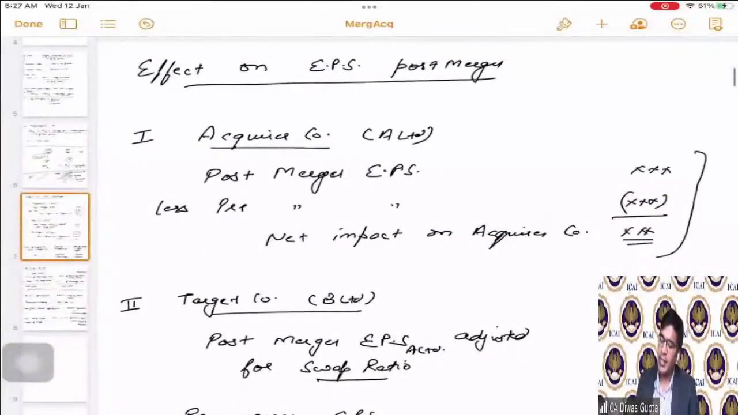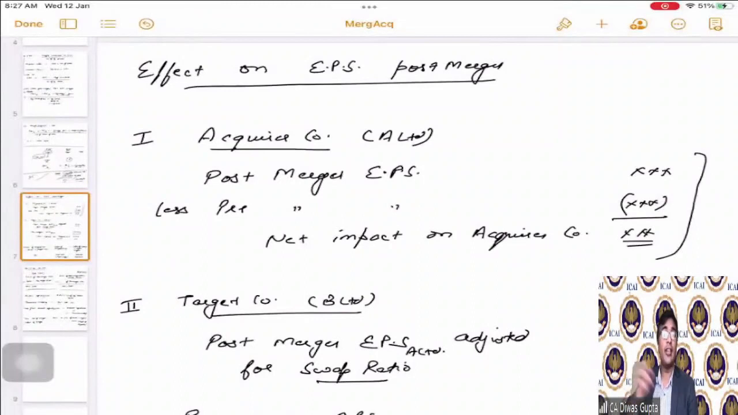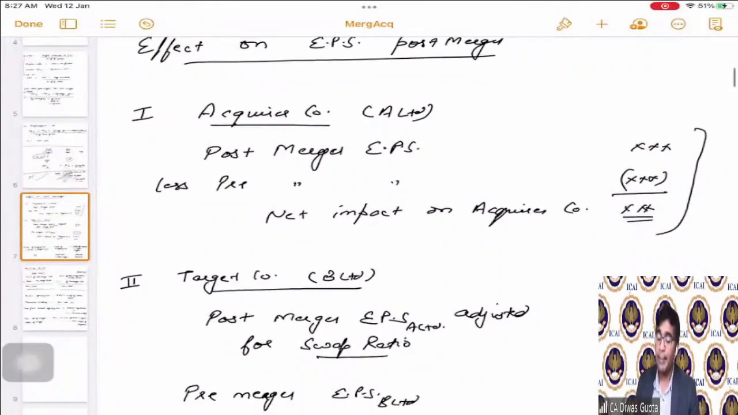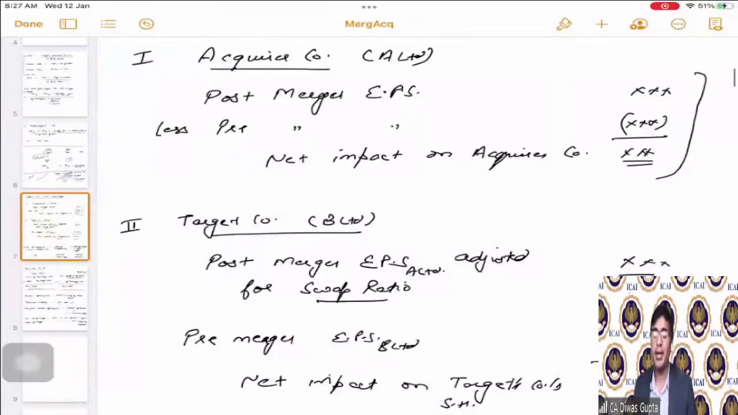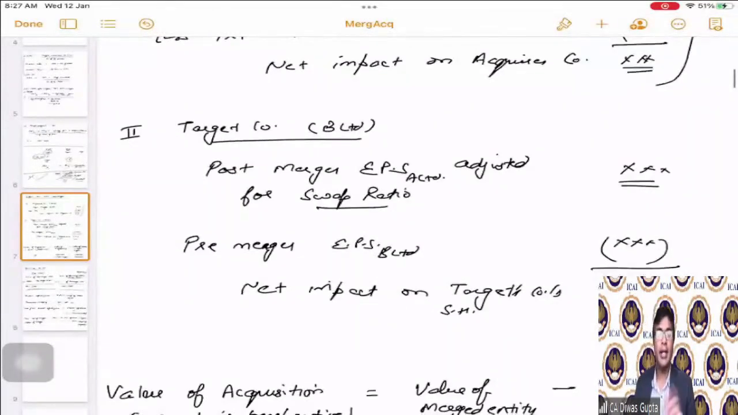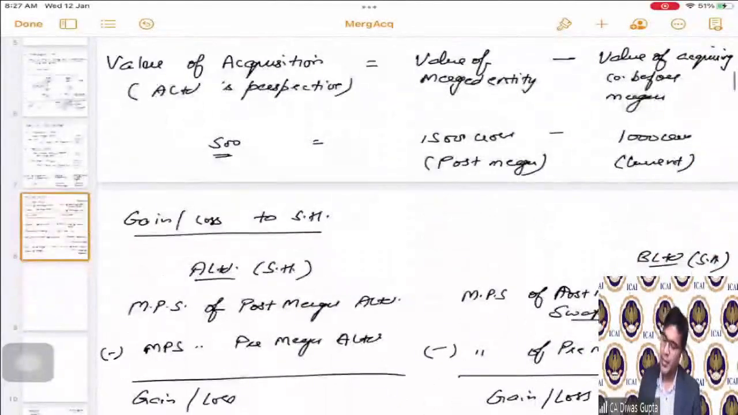And then we said, what is the effect? Now we have calculated the pre-merger and post-merger EPS. Now the effect on EPS is comparing both the EPS from the acquirer and target company. From the target company's perspective, don't forget to adjust it for the swap ratio, correct? Because one equity share of B Limited is not equal to one equity share of A Limited because of the swap ratio. Then we studied the value of acquisition.